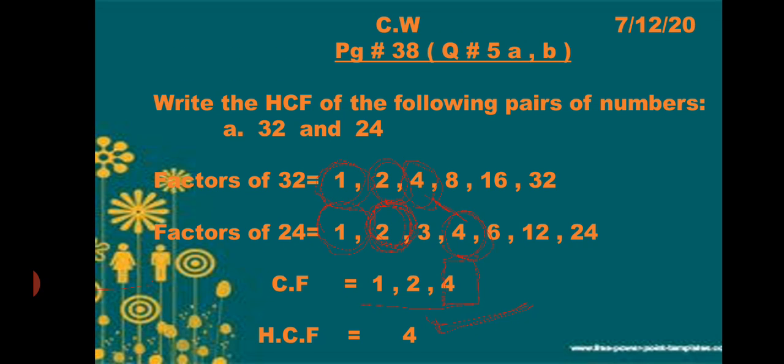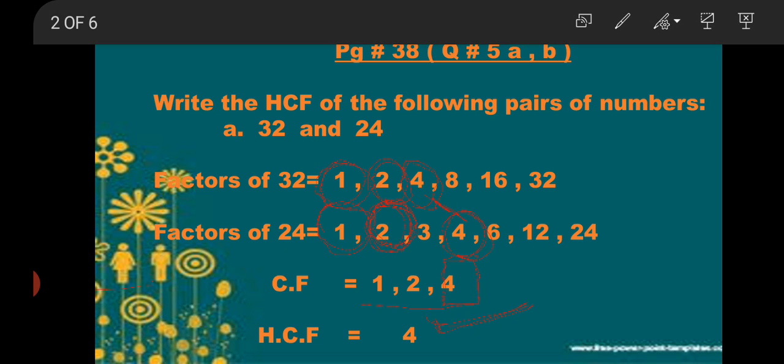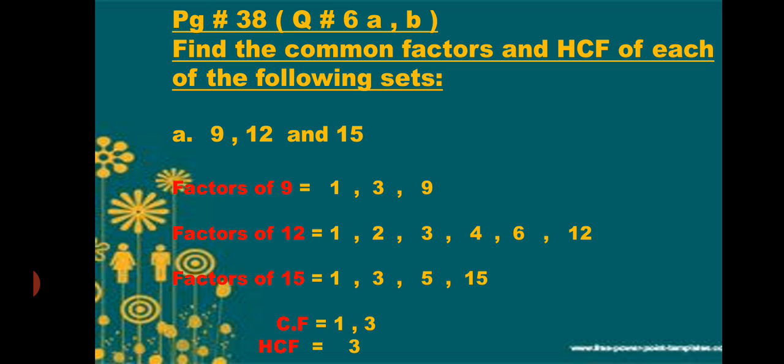Students, we have done part A of question number 5. Part B you will attempt yourself. Question B is 50 and 25. Next is question number 6, A and B. Find the common factors and HCF of each of the following sets: 9, 12 and 15.